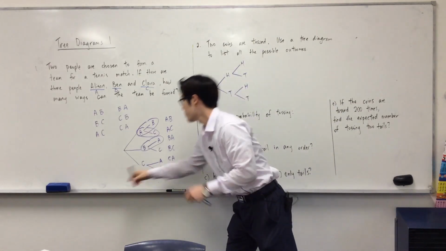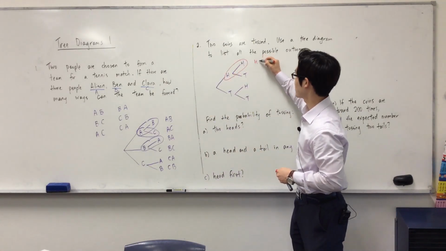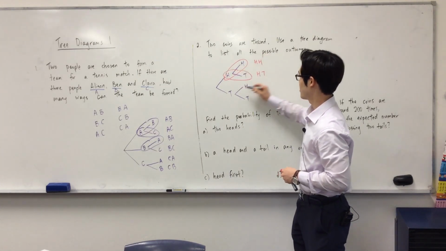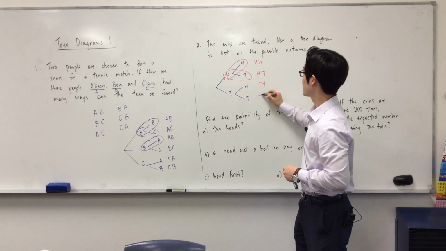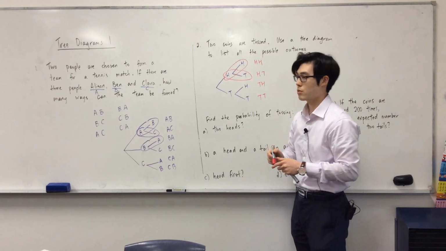If I write them out now, my first possible way is heads, heads. Then heads, tails. And then tails and heads, and then tails and tails. So these are all the possible outcomes that I can get if I toss two coins.